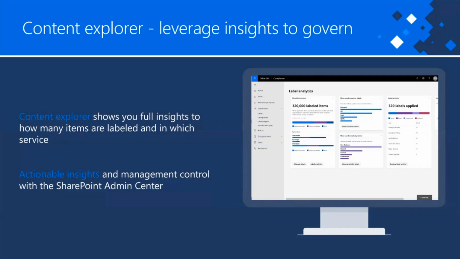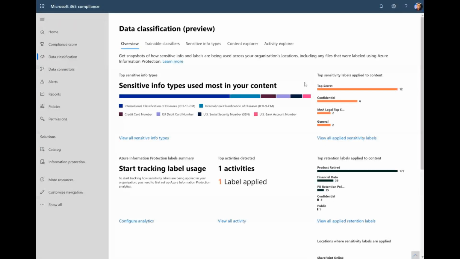So this is where the Content Explorer view comes into play. We provide you a full holistic view of all the files and the site collections that are labeled here. Also, you can look at the full experience in Office 365 audit logs as well. So for example, if I go back to my demo machine here real quick, I can show you. Here is the data classification Content Explorer view. Right here, you can immediately see what sensitive information types are used across your tenant. And you can also see what labels are heavily used. In this particular demo tenant, I have the top secret label heavily used, followed by confidential, followed by M&A legal top secret. So we show you this activity.